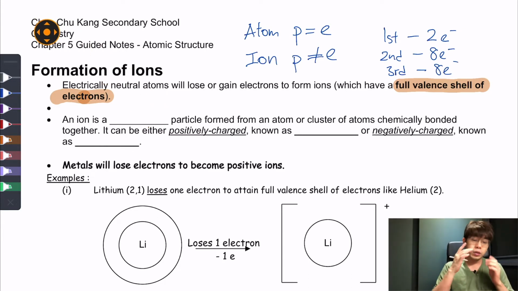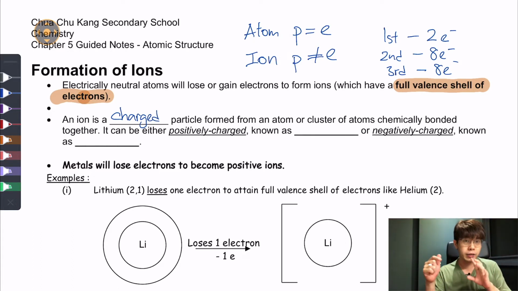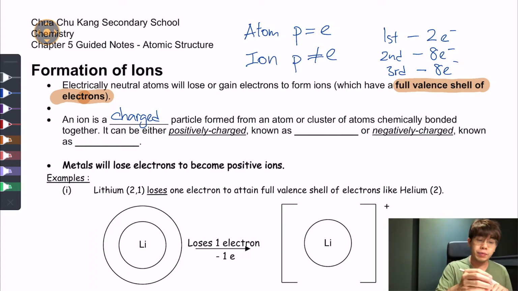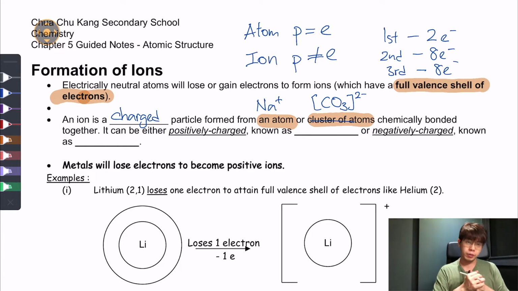Now, an ion is when the number of protons is not equal to the number of electrons. So an ion is what we call a charged particle because it has either a positive or a negative charge. It can be in the form of an atom, for example Na+, or it can be a cluster of atoms, which we will learn next time, for example CO3 2-, atoms that are chemically bonded together.